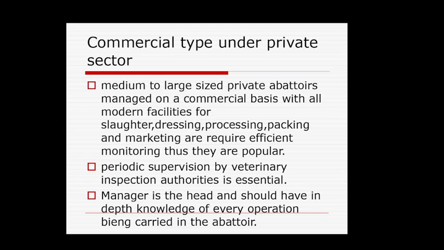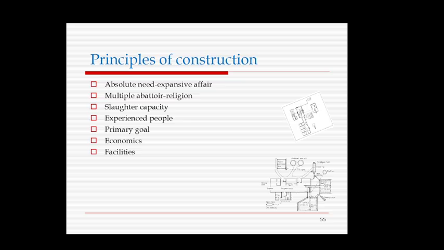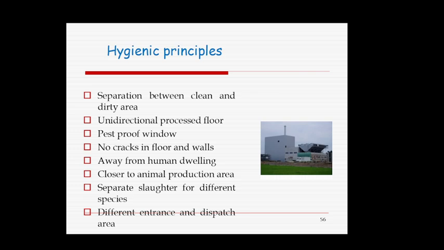Here in the commercial type, we have medium to large size private abattoirs managed on a commercial basis with all modern facilities for slaughter. Periodic supervision by veterinary inspection authorities is essential. The manager is the head and should have in-depth knowledge of every operation being carried out in the abattoir. So, principles of construction. What are the principles? We have the absolute need, expensive affair, multiple abattoirs according to regions, slaughter capacity, experienced people, primary growth, economics and facilities. So here we have the hygienic principles.